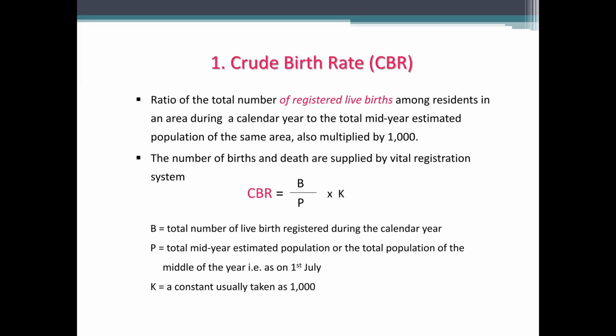That is, the total number of live births registered during the calendar year is divided by the total mid-year population, that is, the population in the middle of the year as on 1st July. That is multiplied by a constant, usually taken as 1000. This is the crude birth rate. Usually it is the ratio of the total number of registered live births among residents in the area during a calendar year to the total mid-year estimated population of the same area, also multiplied by 1000.